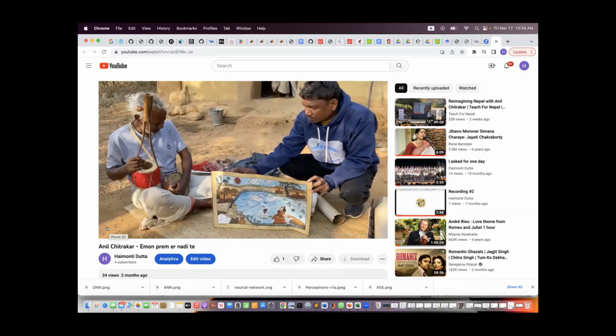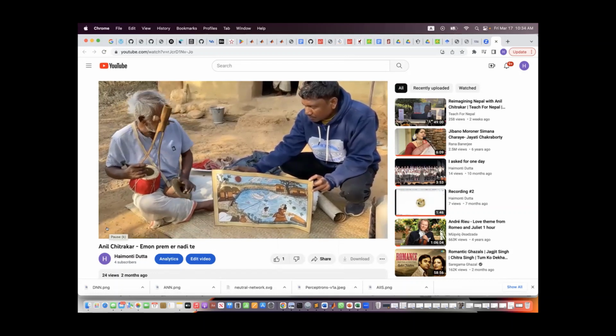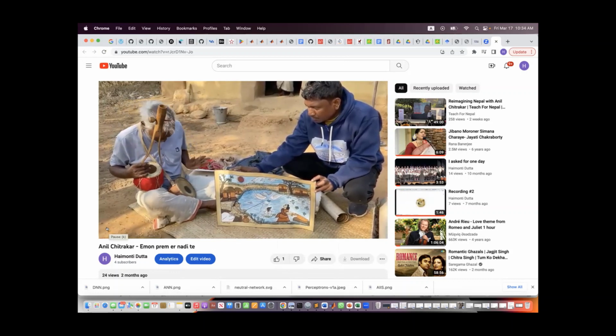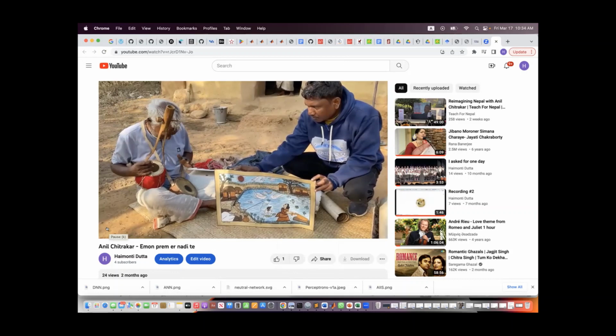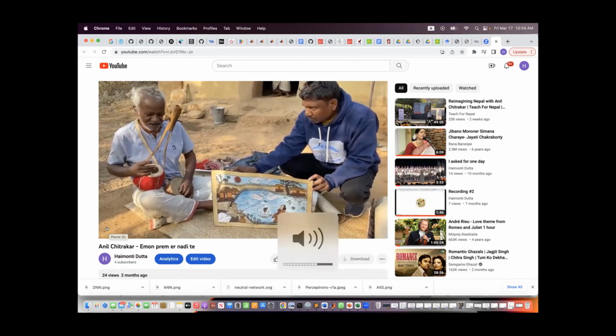So he has these unique instruments. He plays a song as well as sings, and there is a scroll which actually depicts the lyrics of the song as well. So I'll let you listen to a little bit of this. There might be some feedback.